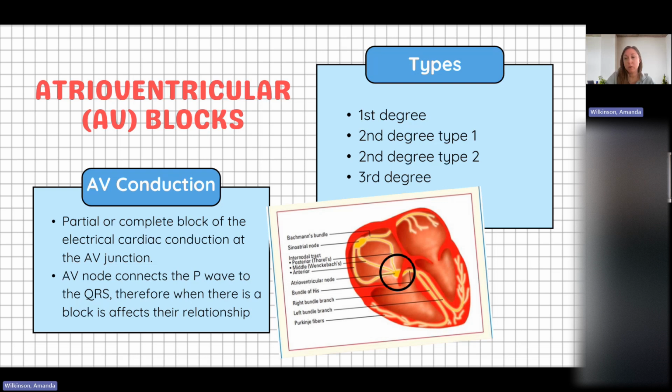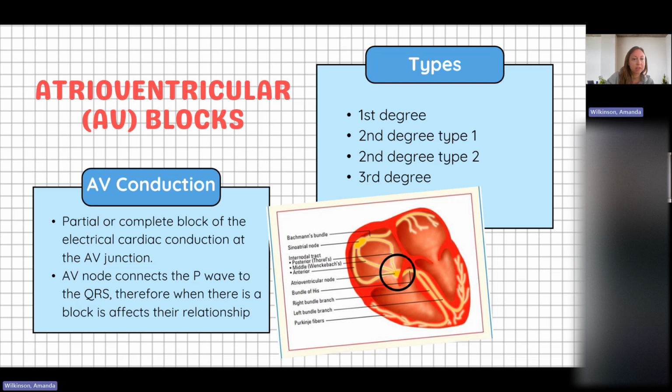So this is the gatekeeper. It holds on to the signal just long enough to let the atria contract and fill the ventricles. Then it releases the impulse into the bundle of His, down the right and left bundle branches, and out through the Purkinje fibers to cause the ventricles to contract.